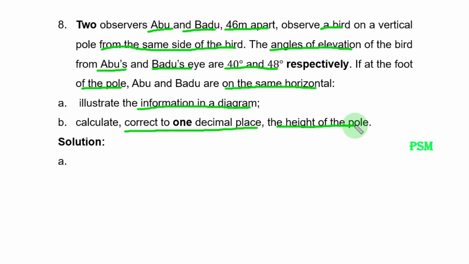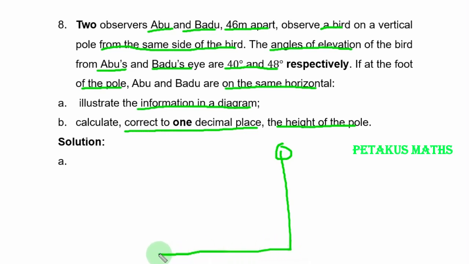We have the solution. A part of the question, we are to illustrate the information in the question on a diagram. So let's start with the vertical pole. The bird is somewhere here. The two observers are on the same side of the bird. So we have the horizontal level.